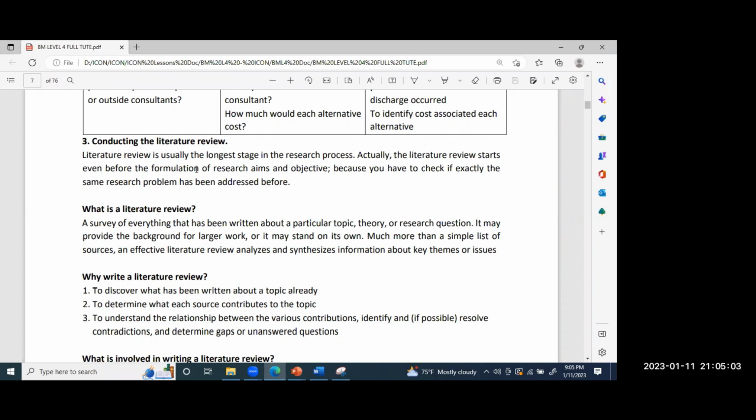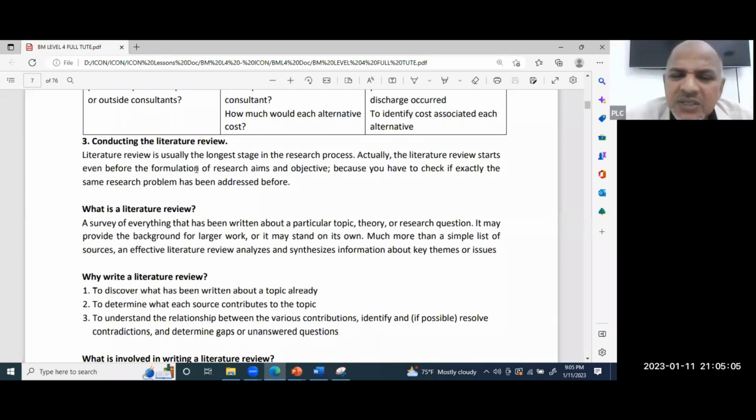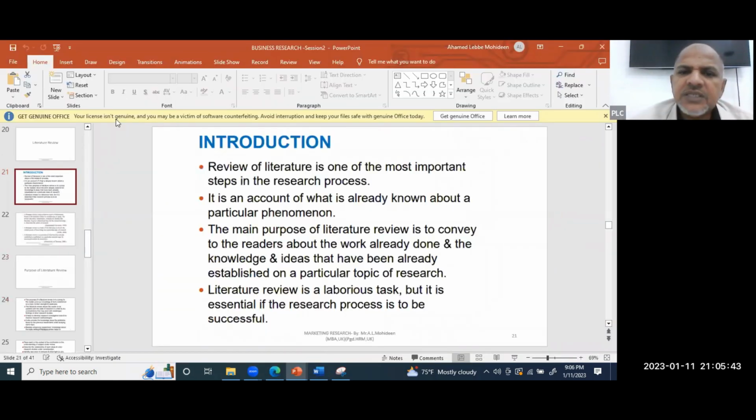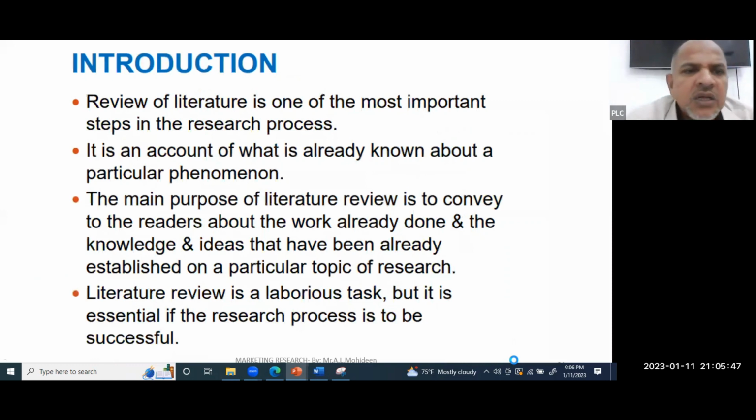Yeah. So what is conducting a literature review? Literature review is usually the longest stage in the research. So normally you will feel that literature is easy, but it's not easy. You have to go and search the research. Literature means what? Review the literature. See, now I will go for this one. And I will continue this subject in the next class. I'll just put some idea and then I'll continue with that next class.